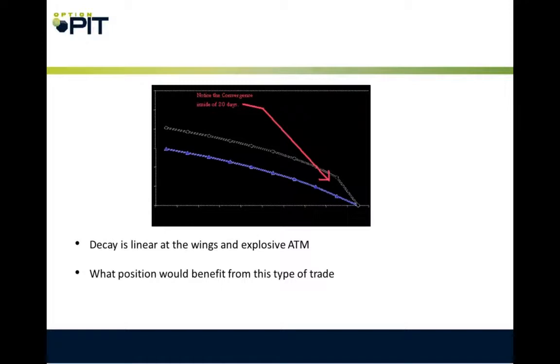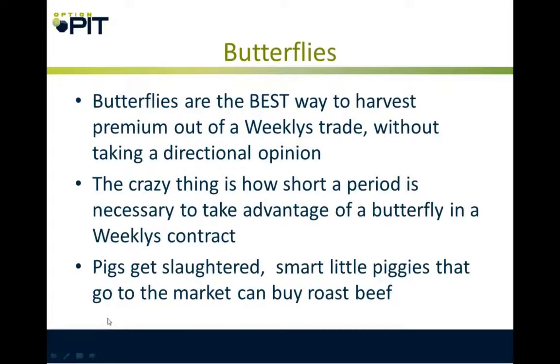So most of the people here are reasonably intelligent. All right, most. What should you buy and what should you sell? The answer is butterflies are the best way to harvest premium out of weeklies without taking a directional opinion, without taking a volatility opinion.